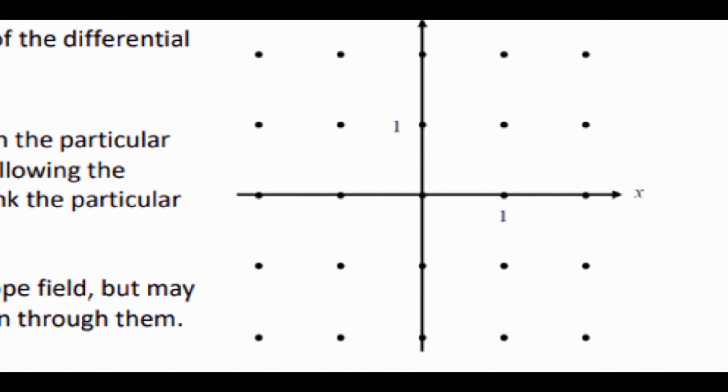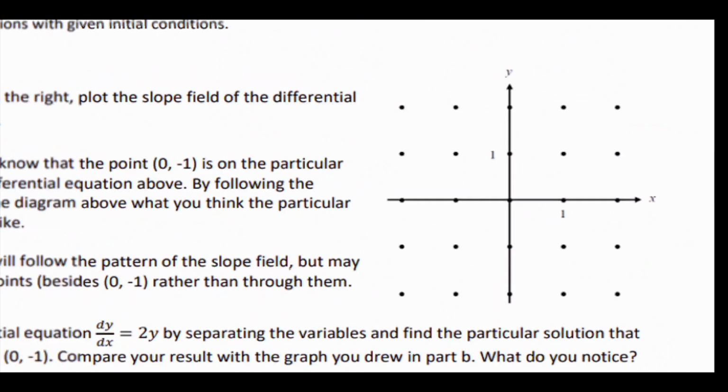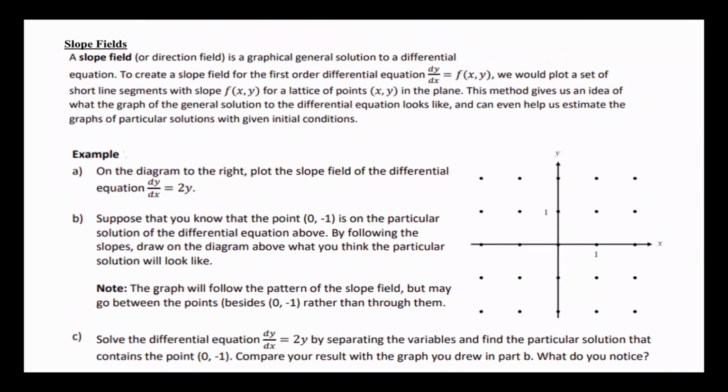And we just draw little directional segments to tell what that is. That's pretty much what it is. So when you look at a graph, you can tell what the derivative is at a certain point. Okay? So that's pretty much what a slope field is. It tells us what the slope is at a given point.